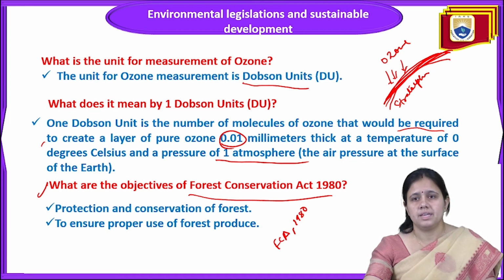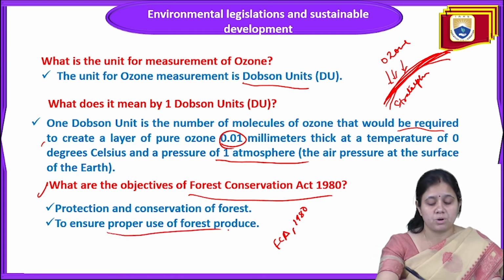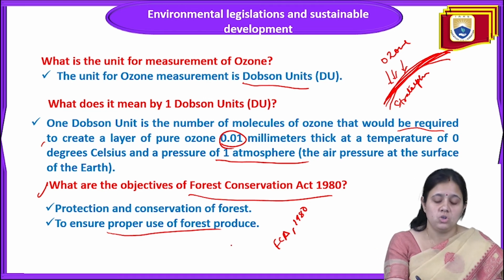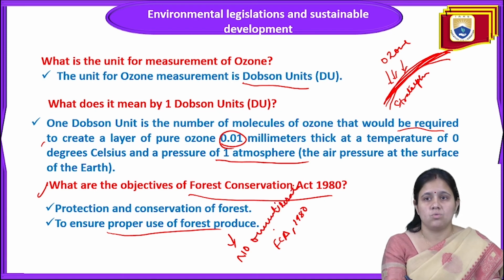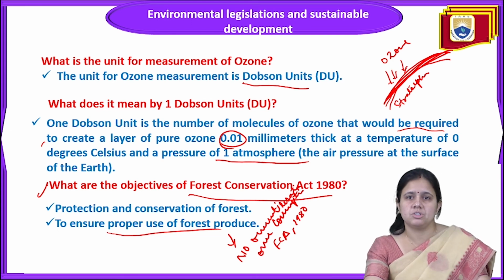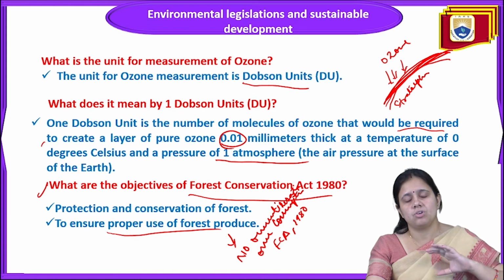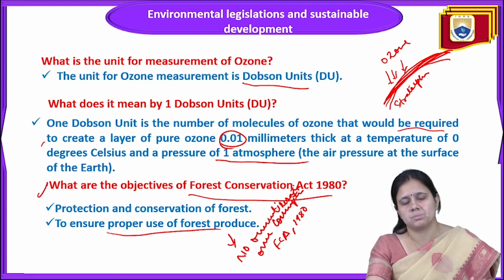They made this act for the protection and conservation of forest, and then to ensure the proper utilization of forest products. Means no overutilization or overconsumption should be there. This is about the Forest Conservation Act 1980. It is for the protection and conservation of forest, and to ensure the proper use of these forest products, without overutilization or overconsumption.